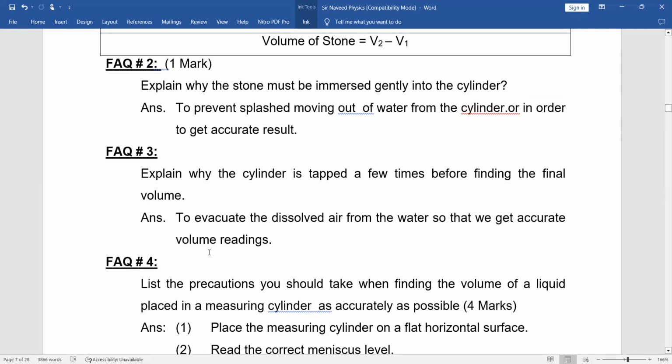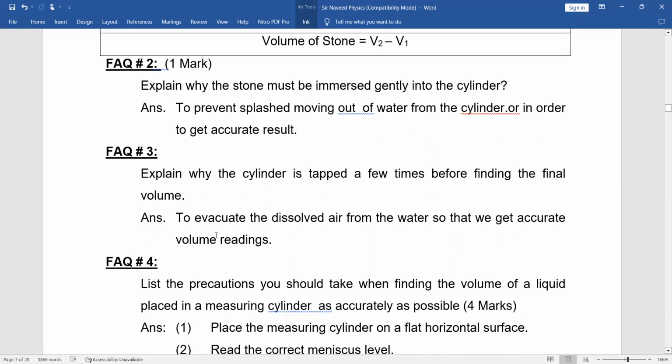Next question is explain why the cylinder is tapped a few times before finding the final volume. अब हमने इसको टैप क्यों करेंगे, मतलब कोई भी चीज डाल के उसको थोड़ा सा घुमाएंगे. बेसिकली होता ये है कि लिक्विड के अंदर एयर ट्रैप हो जाती है और उसके बबल्स बन जाते हैं. तो इस तरह से भी वॉल्यूम कम या ज़्यादा हो जाएगा लिक्विड का और वो दोबारा इनएक्यूरेट रिजल्ट देगा. So to evacuate the dissolved air from the water so that we get accurate volume reading.